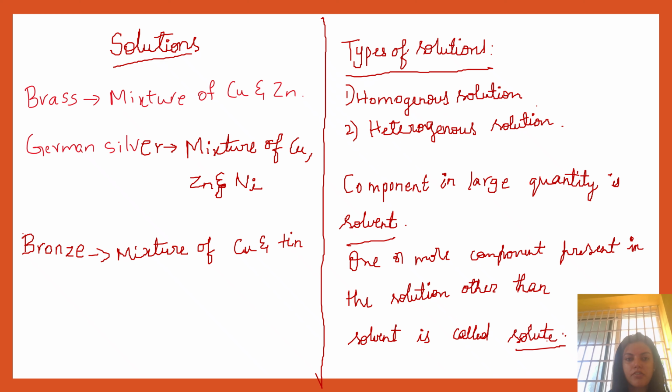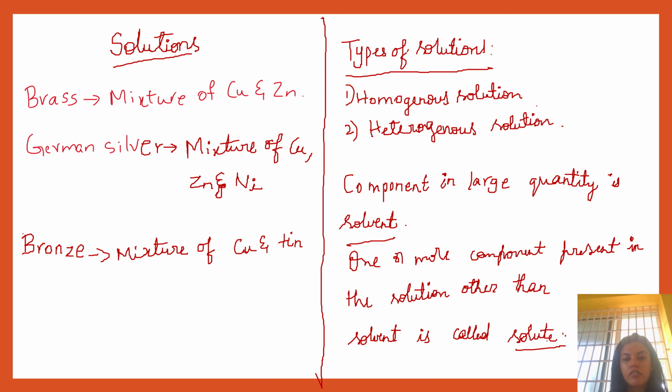Brass is a mixture of copper and zinc. German silver is a mixture of copper, zinc, and nickel. Bronze is a mixture of copper and tin. Now, types of solutions: homogeneous solutions and heterogeneous solutions.